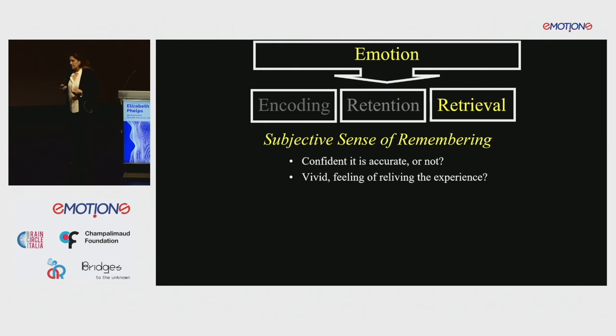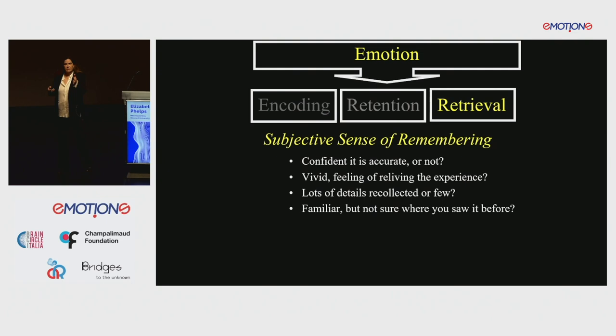The memory could seem vivid. You could feel like you're reliving as you're coming up with the memory. Or it may not seem so vivid. It could have a lot of details along with it. So you remember this one thing happened, but then you remember all the other things that happened around it, or not a lot of details. And sometimes we sort of know that we know something, it's familiar, but we don't even know where we know it from, right? So there's all these subjective qualities that come with our memories.